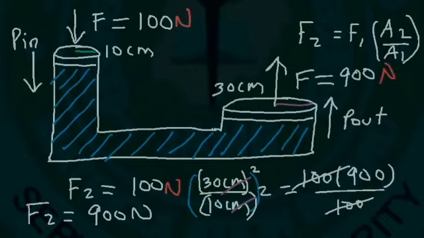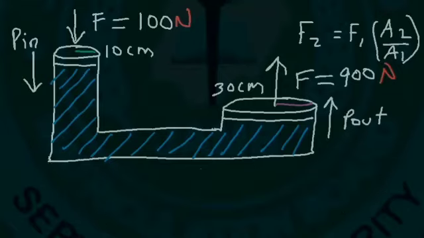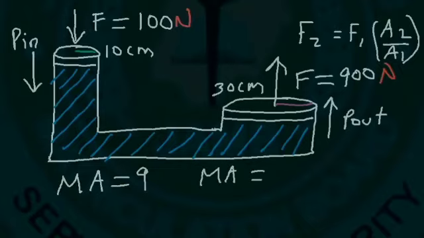Now let's think about what this means. The output force was increased by a factor of 9. It went from 100 to 900. So that means that the mechanical advantage of this machine is equal to 9, because it was able to multiply the input force by a factor of 9. Mechanical advantage is the ratio of the output force divided by the input force.